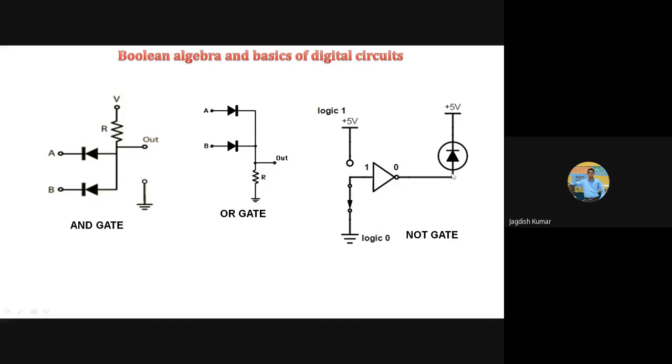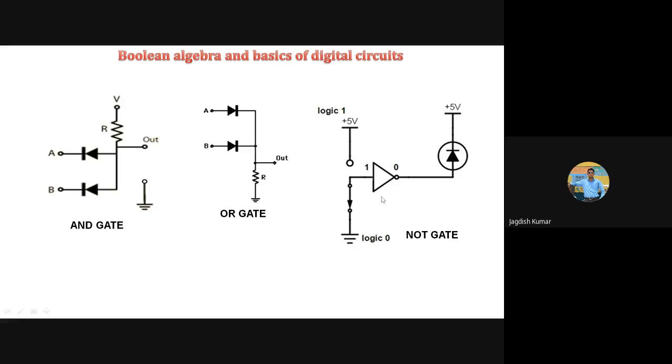So what will be the voltage here is important. If the output is 0, what will happen? This diode will be reverse biased, because here is plus 5, here is minus 5. I mean, here is plus 5, here is 0. So what will happen? There will be reverse biasing, hence no current will flow.